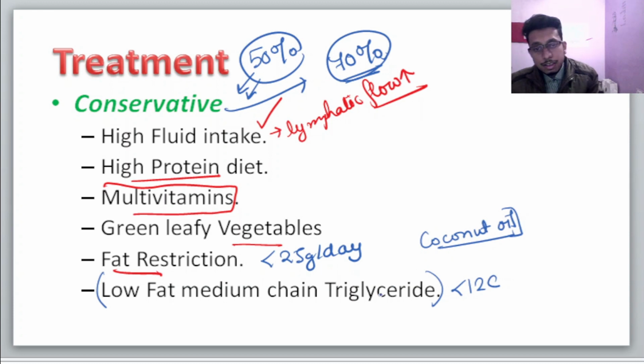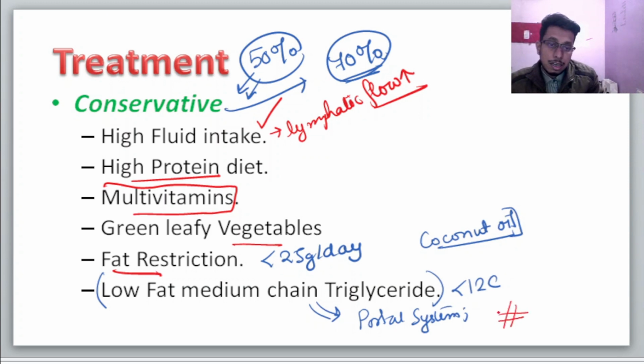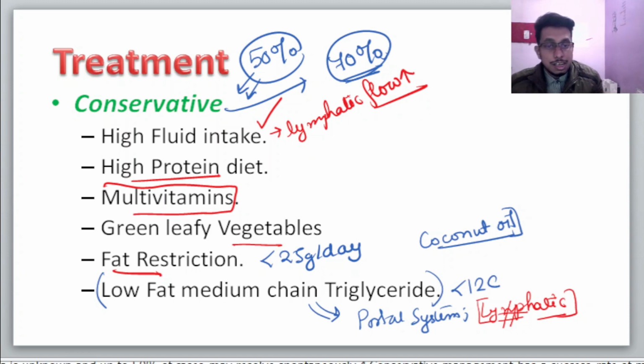As this low fat medium chain triglyceride is absorbed directly through the portal system, it bypasses the lymphatic system and passes to the portal system directly because of the small size. Whereas long chain fatty acids cannot bypass the intestinal lymphatic system.